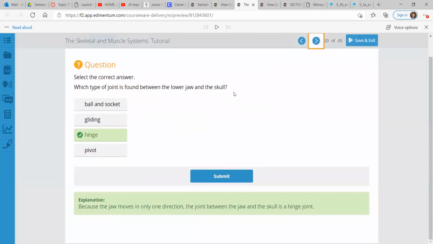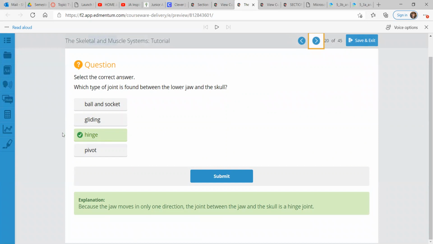Which type of joint is found between the lower jaw and the skull? Think of that as a hinge joint. The jaw moves only in one direction. The joint between the jaw and skull is a hinge joint.